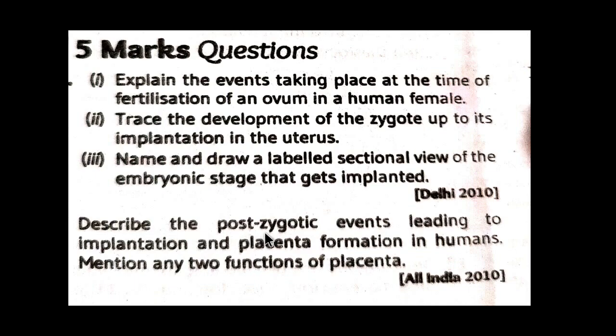Now describe the post-zygotic events leading to implantation. Again same answer where this one you have written, and placenta formation in human. So placenta formation you will be writing. Okay, after that, and mention any two function of the placenta. So any two function, first one you can write that it acts as an endocrine gland, and whatever the hormone is secreted, that is HPL, estrogen, progesterone, and then it facilitates the supply of oxygen and nutrients to the fetus and removal of carbon dioxide and excretion products.